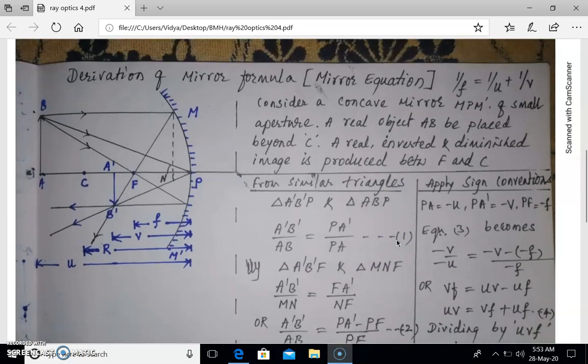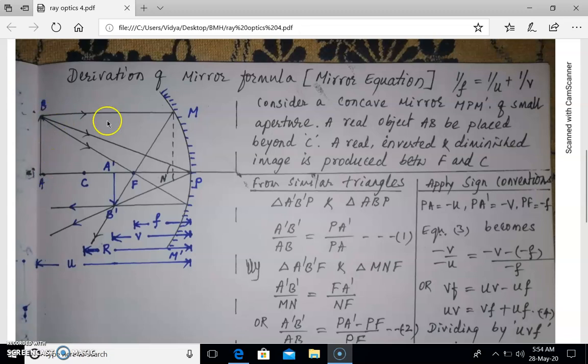Derivation of the mirror formula or mirror equation. The mirror formula or mirror equation is a mathematical relation connecting the focal length, object distance and image distance. F is the focal length, U is the object distance, V is the image distance. For that, let us consider a concave mirror M M' of a small aperture. Small aperture in the sense that the surface area available for reflection is small. A real object AB is placed just beyond the center of curvature of the concave mirror.